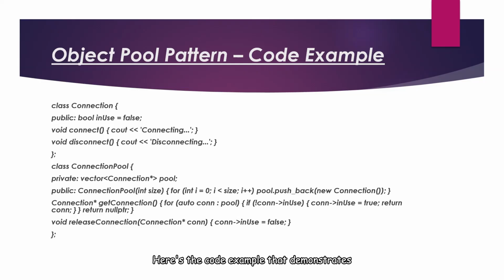Here's a code example that demonstrates the object pool pattern. In this case, we have a connection class and a connection pool class that manages a pool of available connections. Whenever we need a connection, we simply request it from the pool. If a connection is available, we use it. Otherwise, a new connection is created and added to the pool. When we are done with the connection, it's returned to the pool for reuse. This pattern minimizes the overhead of repeatedly creating and destroying connections, making the system more efficient.